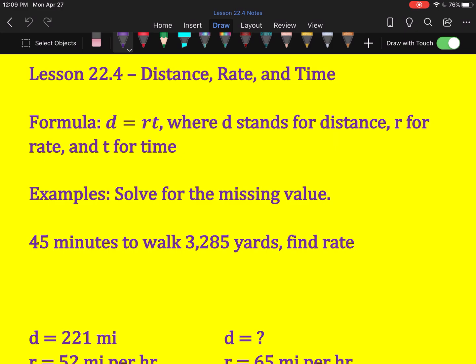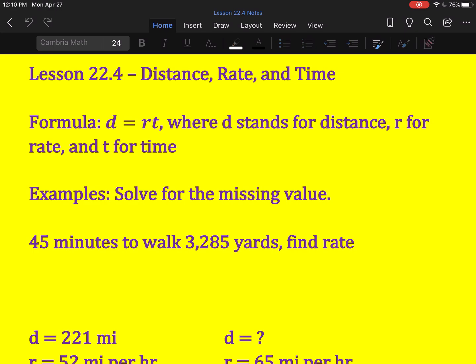So all that you're going to be asked to do in this section is, I'm always going to give you two of the three things. I'm going to give you maybe distance and rate and ask you for time. Or I could give you distance and time, ask for rate. Or I can give you rate and time and ask for distance. I'm going to give you two out of the three, and you're going to find the third one for me.